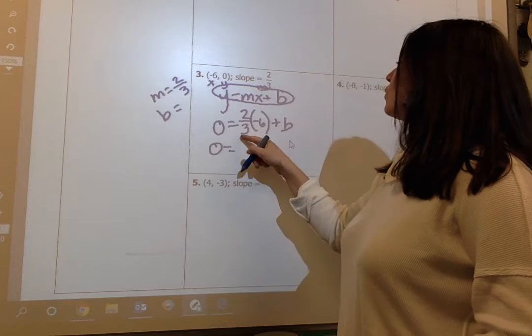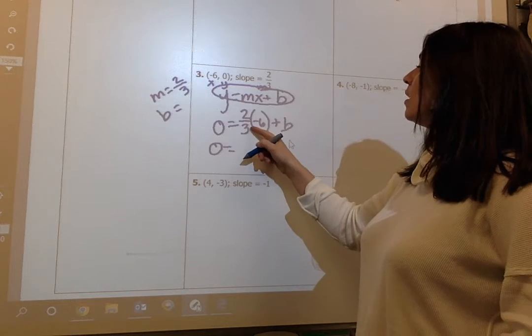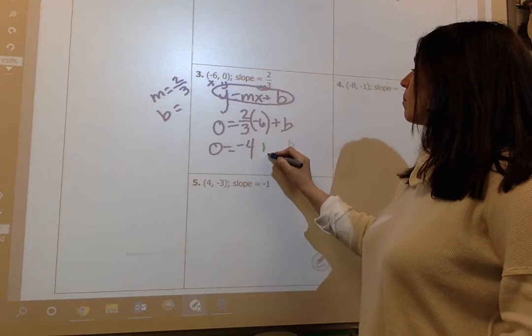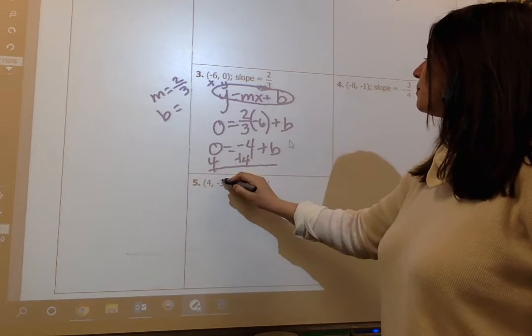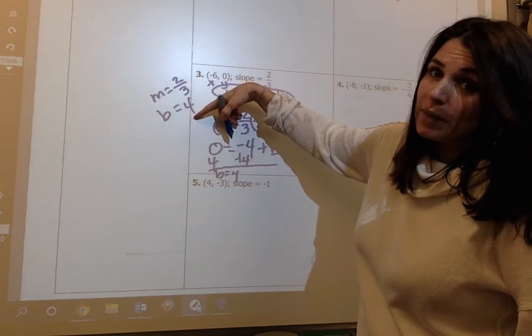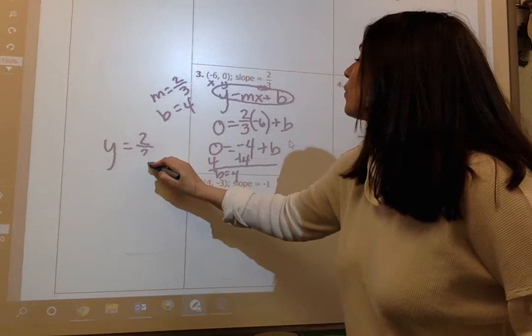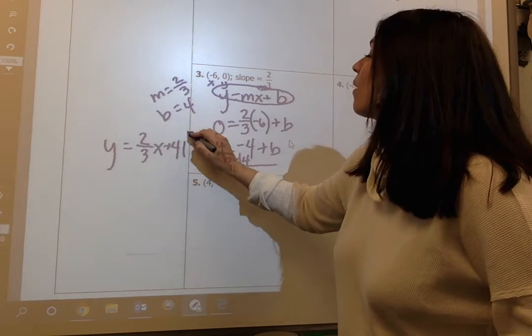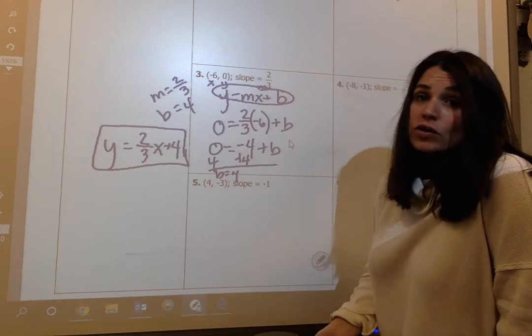So 0 equals 2/3 times negative 6. Remember, cross-reduce and multiply. So negative 4 plus b. And now b equals 4. So now that I have my slope and now that I have my beginning point, I can just say y equals 2/3 x plus 4. And I'm done. Of course, I can always use the formula.